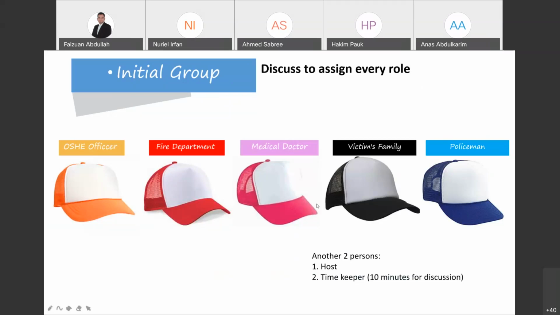How to play, okay? The first step is in a group, you have 5 persons in a group, okay? Assign who should be the OSH officer, who should be the fire department officer, who should be the medical doctor, who should be the victim's family, and who should be the policeman, right?